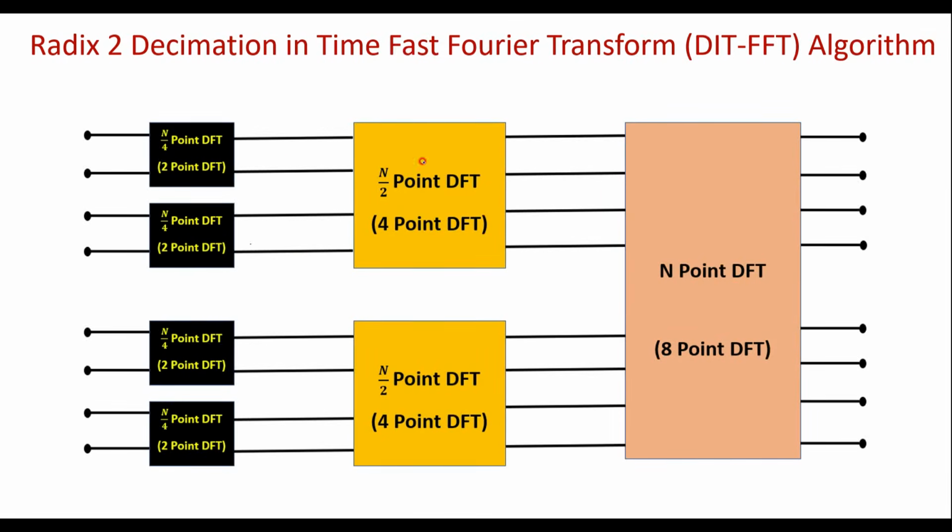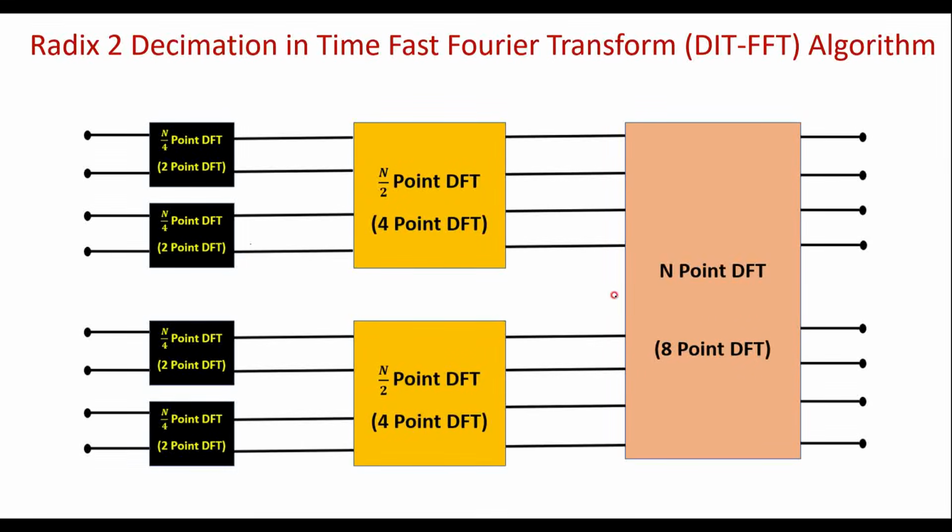So this is the block diagram of the DIT-FFT algorithm. Here we can see that there is an n point DFT. Here we have an n by 2 point DFT, and in another block we have an n by 2 point DFT, and here we have n by 4 point DFTs, and so on.